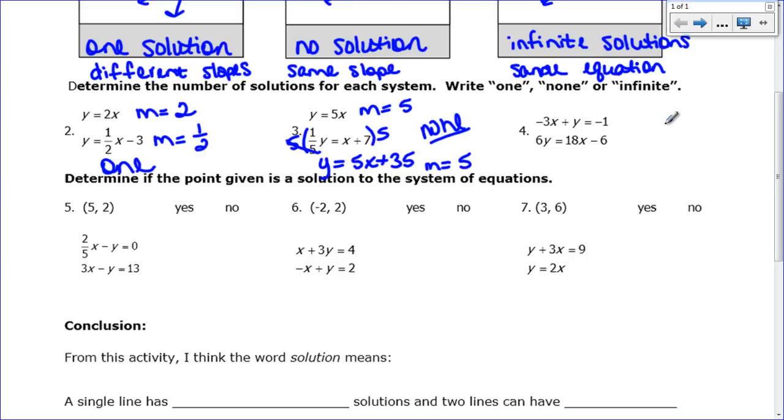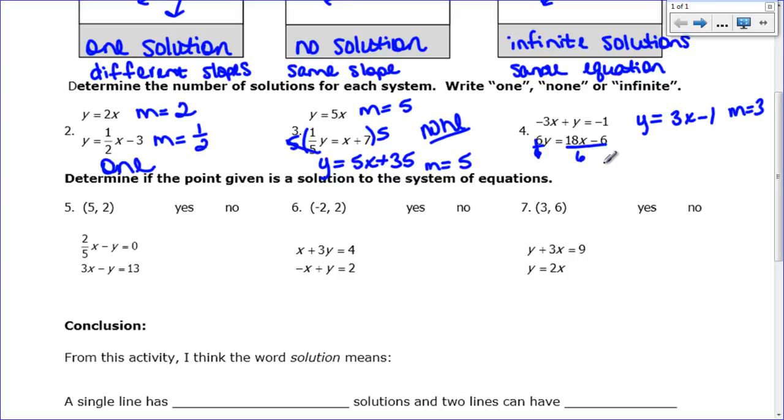So number 4, the first thing I've got to do is get y by itself. So I'm going to have to add 3x to both sides here, and I end up with y equals 3x minus 1. And so the slope is 3. And for this bottom one, I'm going to have to divide everything by 6.